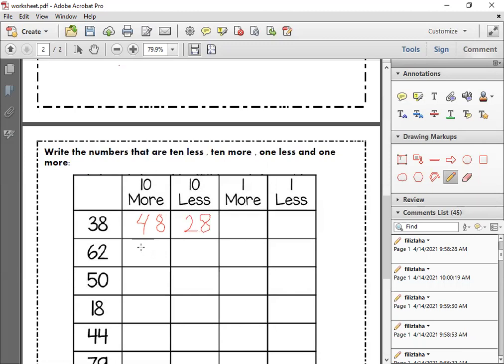Okay, I want the number that is one more. Yes, one more means we're going to change the ones, it's the normal counting. One more means the number that comes after 38, which is 39. Okay, one less means the number that comes before 38, which is 37. Okay? 37. This is our session for today.